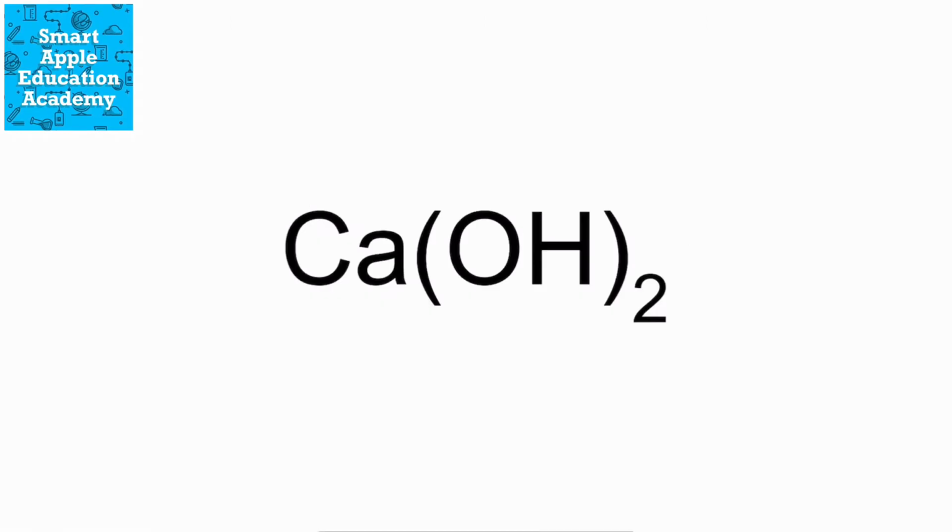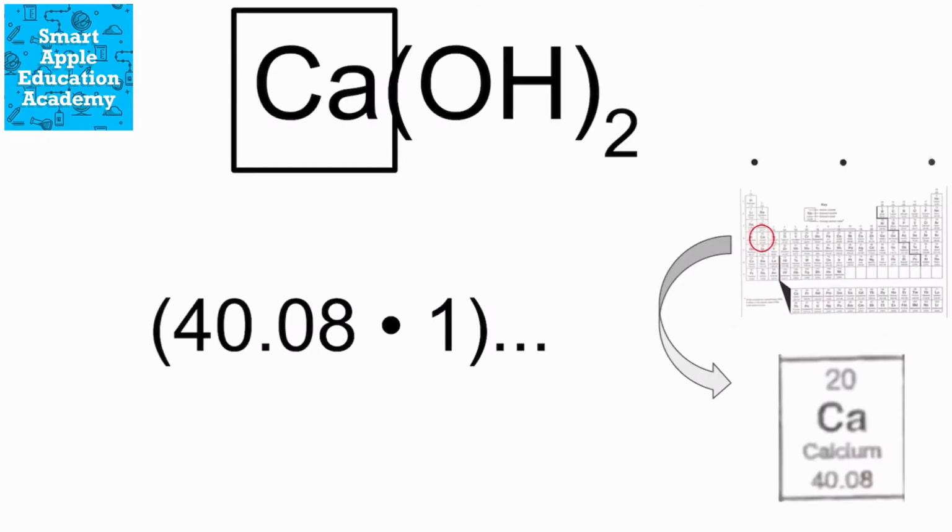So I believe that this is calcium hydroxide. We have Ca(OH) in parentheses and a subscript of 2 on the outside. I think that if I show you how to find the molar mass of calcium hydroxide, you'll be able to find the molar masses of other things that have parentheses involved. So let's go ahead and find the molar mass of calcium hydroxide.